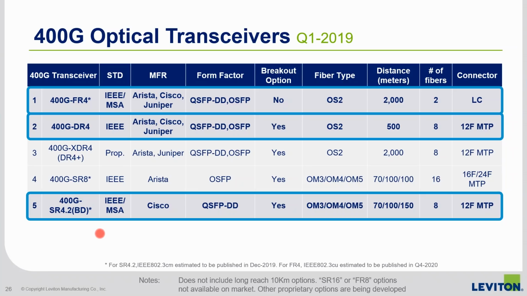I haven't included everything. Again, the 10-kilometer reach we're not talking about. There are a couple that haven't been available on the market, like an SR16 and FR8, which are not yet available. And there are other ones that are being worked on. So just for awareness, but I think it's general consensus that those are the primary, likely high runners that we'll see.